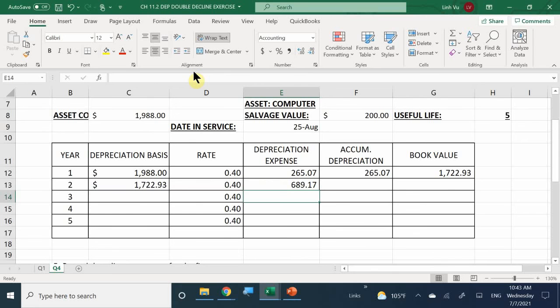Okay. So this is for the whole year, because now that I finished off my first year, from September to December, now I'm going to depreciate my asset from January all the way to December. So 1 full year, which is going to be $689.17. Okay. So then what is now going to be my accumulated depreciation?